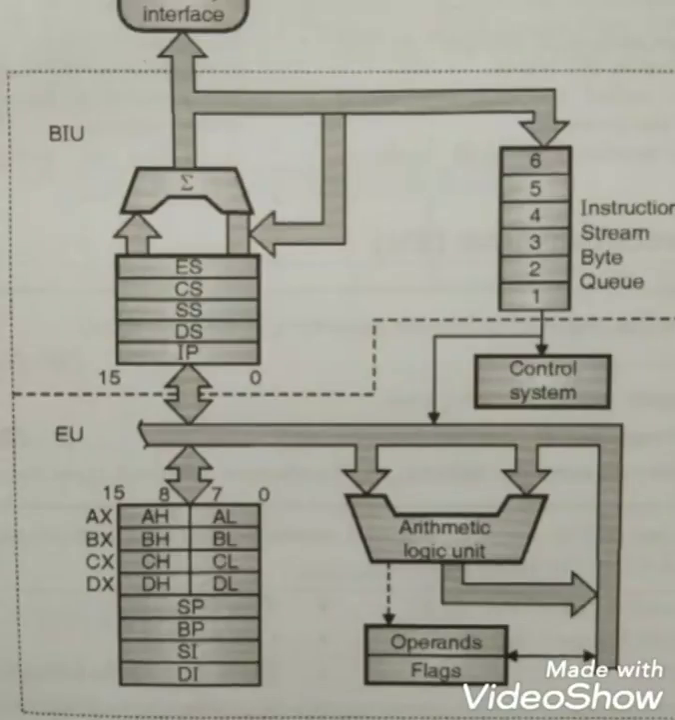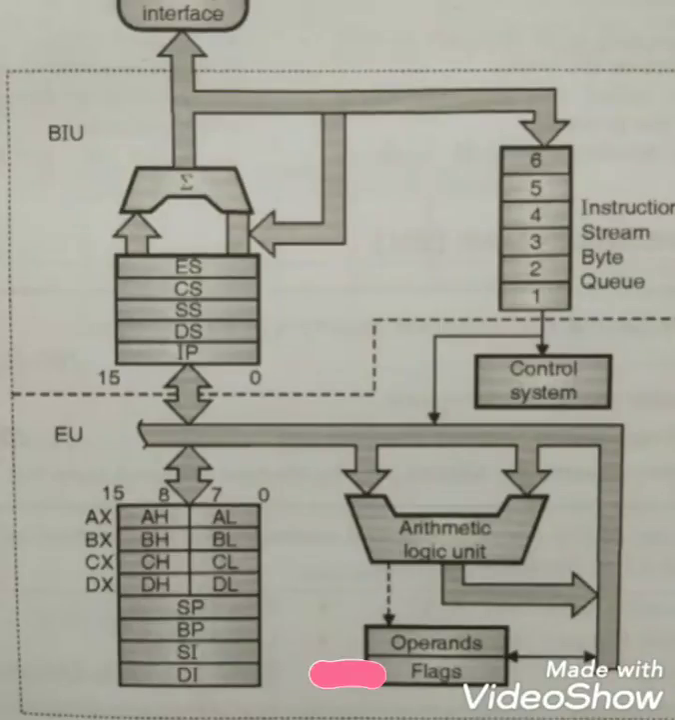Then general purpose registers are AH AL, BH BL, CH CL, DH DL. All these registers are of 8-bit and can also be used as 16-bit registers for general purpose jobs. Flag register. Flag register reflects the result of execution by the arithmetic and logical unit. Flag register gives the status of the result.